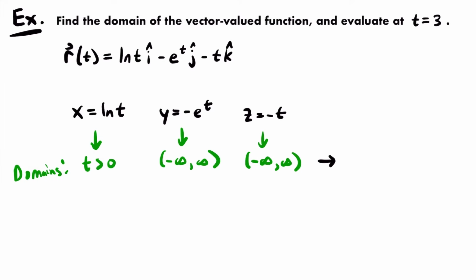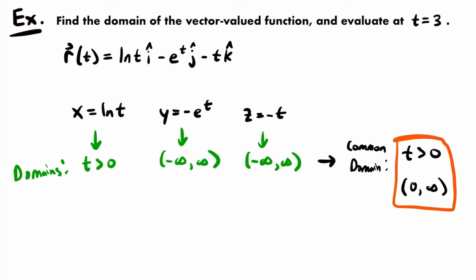So our final answer here is that our common domain is values of t greater than 0. Or if you like to use interval notation, another way that you could write this is like this. You'd have an open bracket, 0, comma, infinity, and then another open bracket. All right, so that is the domain for this vector function.